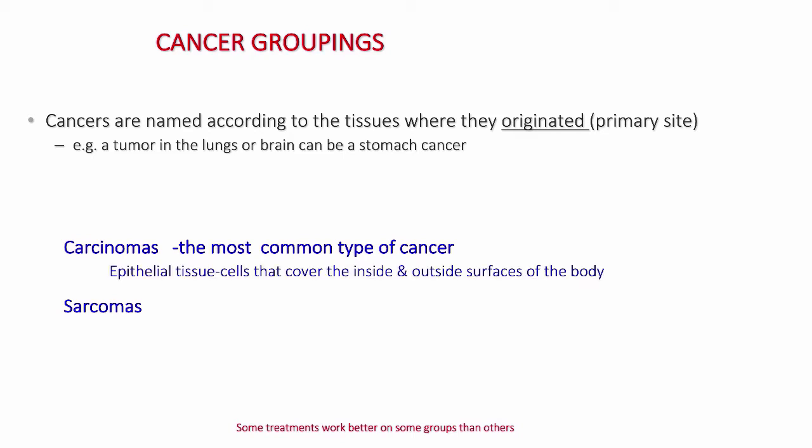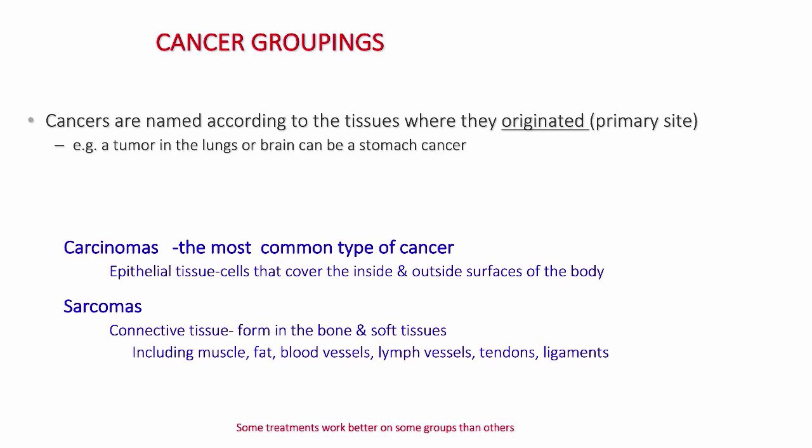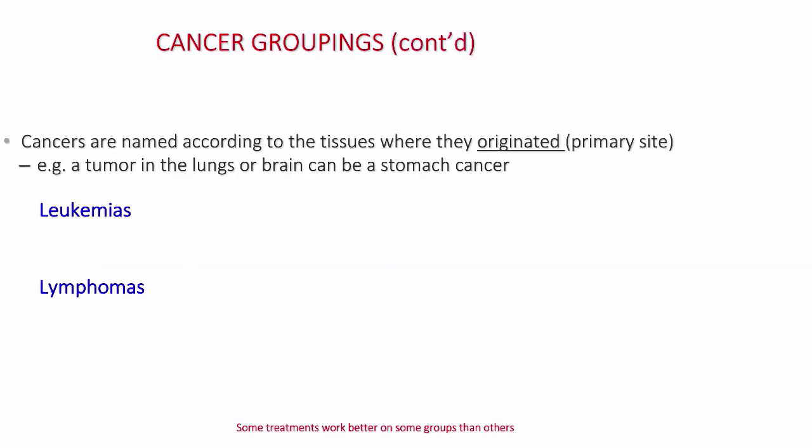Carcinomas arise in epithelial tissue, the cells that cover the inside and outside surfaces of our bodies. Sarcomas arise in connective tissue, the tissue that forms in the bone and soft tissues of our body, including muscle, fat, blood vessels, lymph vessels, tendons, and ligaments. We also have leukemias and lymphomas.